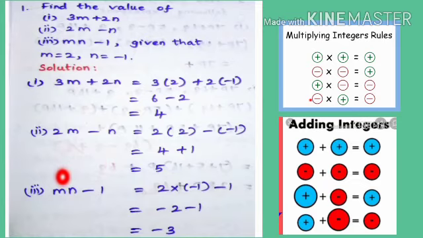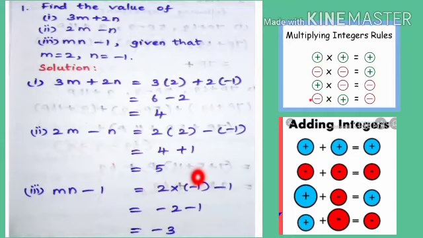The last one is mn minus 1, which is the given algebraic expression. As a first step, what we'll do? We have to replace each variable by the given numerical values. That is, m is equal to 2 and n is equal to minus 1. So mn means m into n. So the value of m is 2 into the value of n, which is minus 1, minus 1. Here minus 1 is with the product of 2 and here minus 1 is a constant. So here 2 into minus 1.